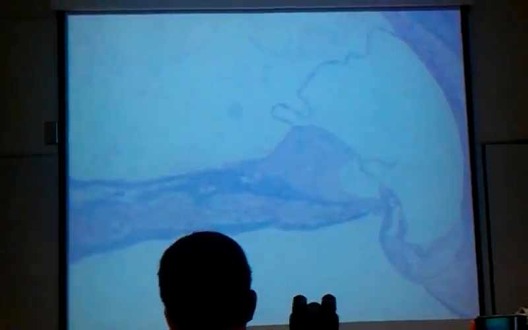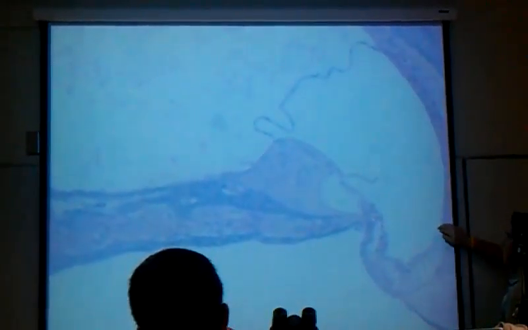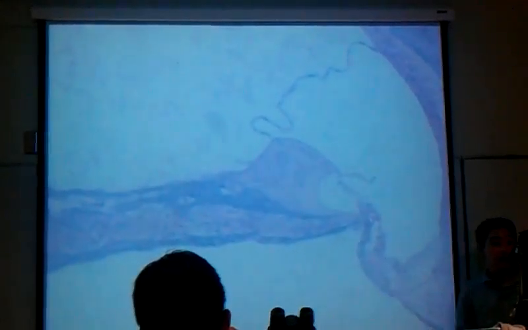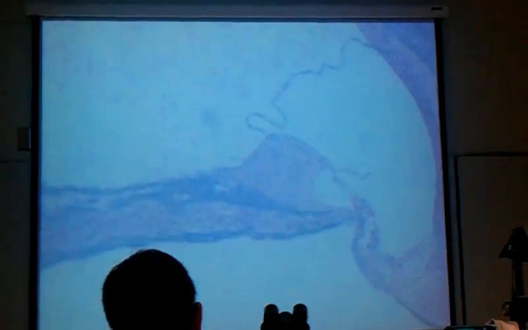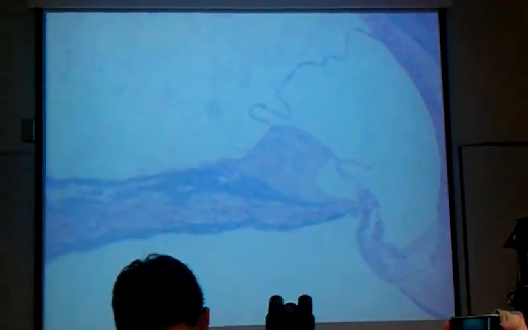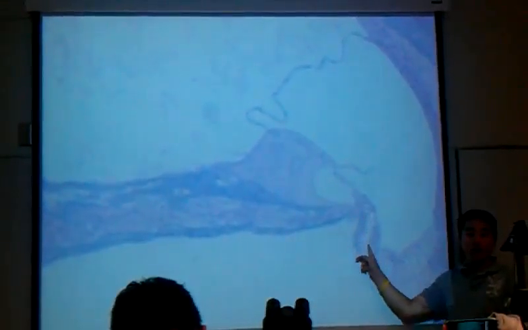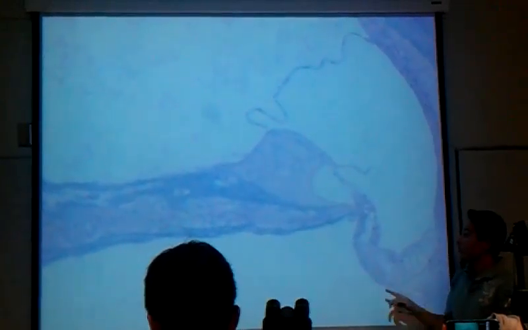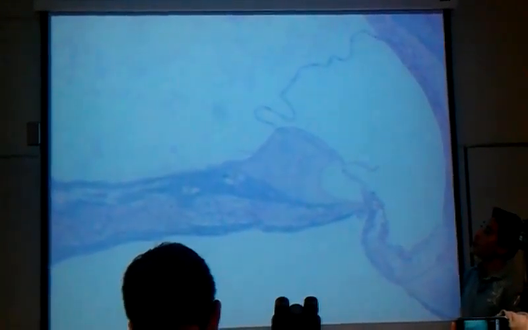This entire structure right here, if I box this all in, it's called what? Organ of Corti. What type of sensory receptors are these, if we classify them based on the type of stimulus they recognize? Mechanoreceptors.